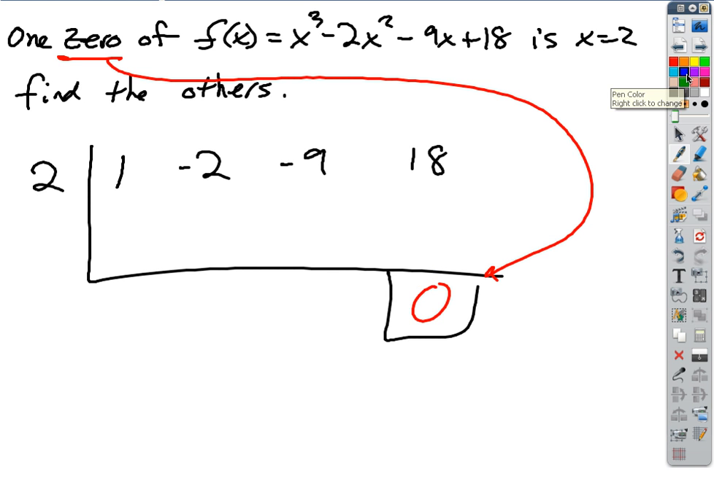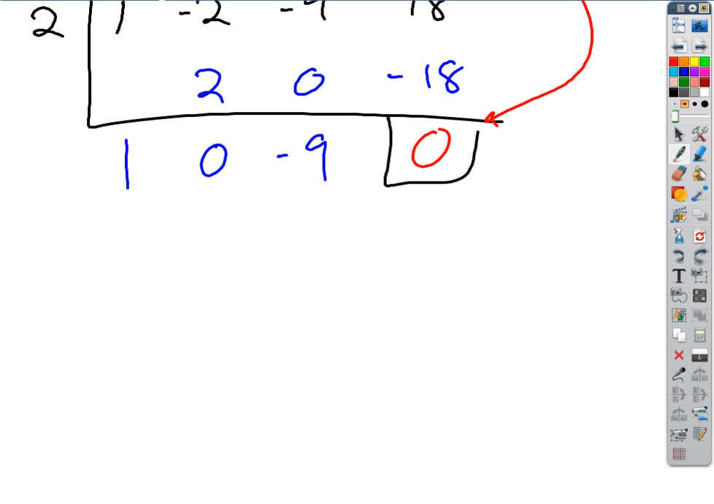So 1 times 2 is 2, plus -2 is 0. 2 times 0 is 0. So -9 and 0 is -9. 2 times -9 is -18. Sure enough, I get my 0, right? And then this is what's left over. So that's -9 as my constant, 0x, 1x squared. So I just get x squared minus 9 as the other factor. That's quadratic. So if I set that equal to 0, that's pretty easy to solve.